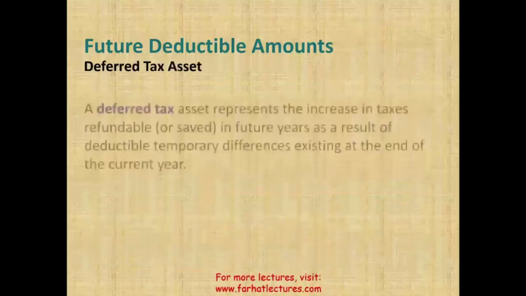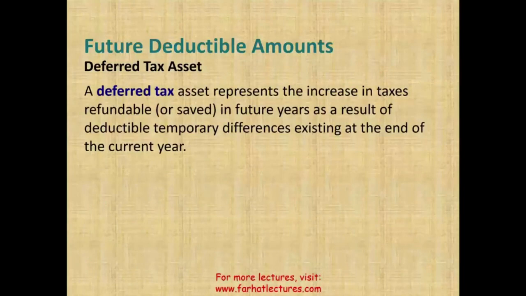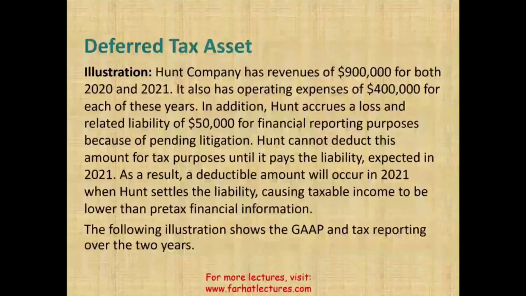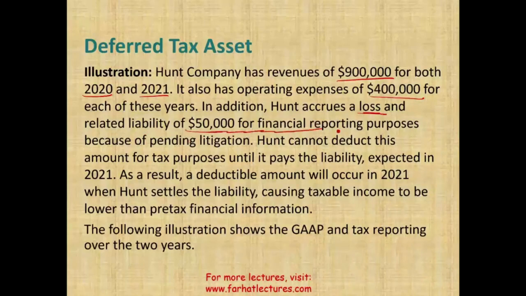Okay. Let's take a look at the definition of a deferred tax asset. A deferred tax asset represents the increase in taxes saved in future years as a result of a deductible temporary difference. So that warranty is a deductible temporary difference that exists at the end of the current year. Let's take a look at this example to see how it all works. Hunt Company has revenues of $900,000 for both 2020 and 2021. It also has operating expenses of $400,000 for each of these years. In addition, Hunt accrues a loss and related liability of $50,000 for financial reporting purposes because of a pending litigation.